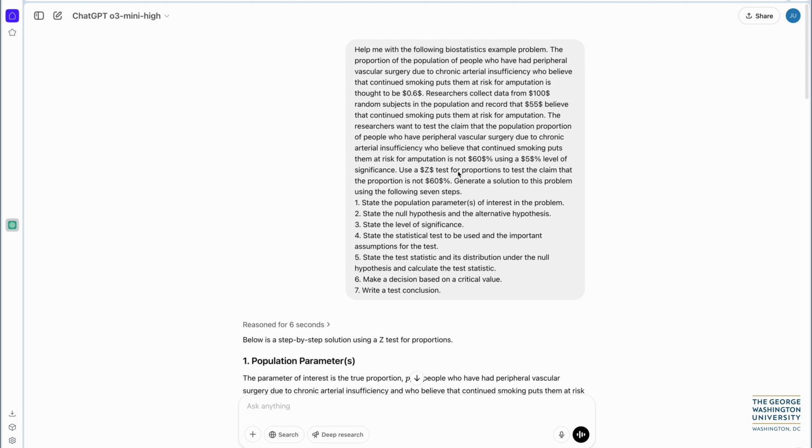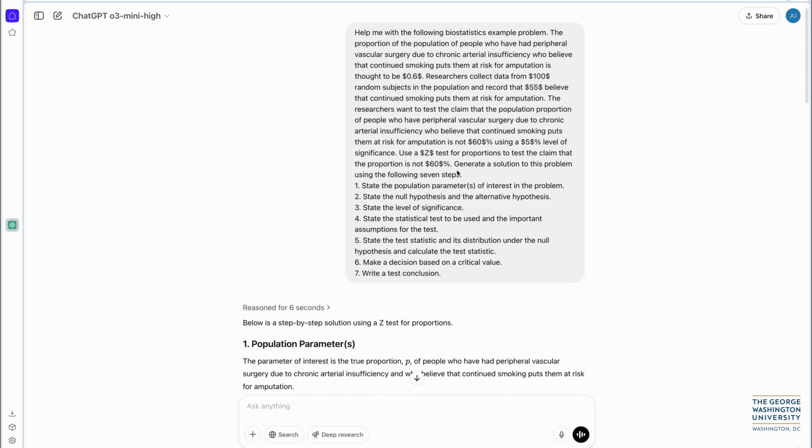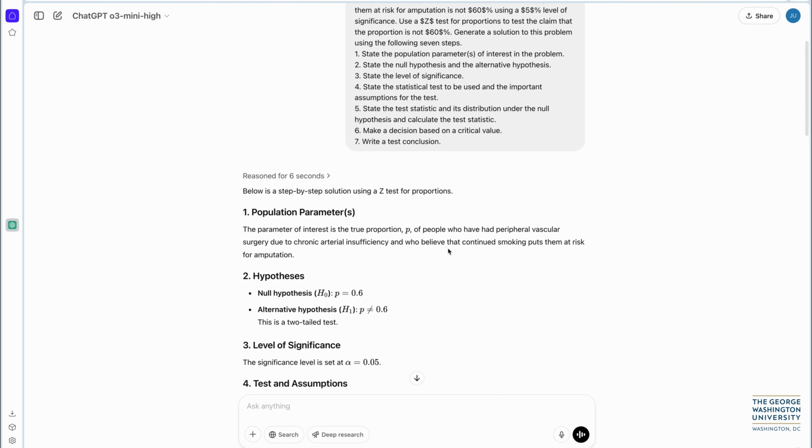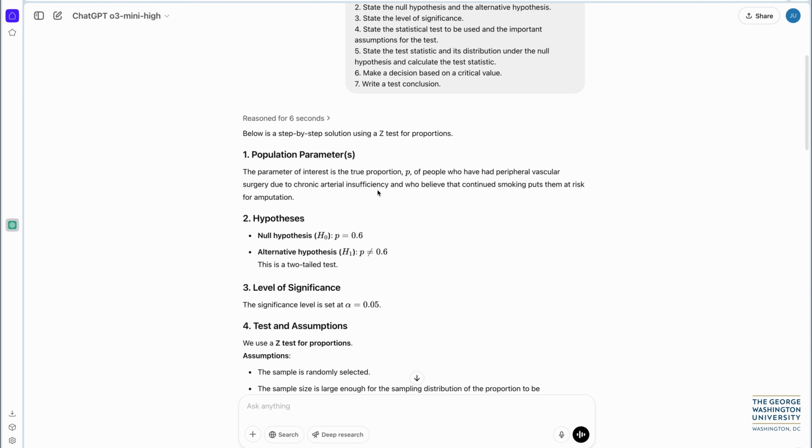Anyway, generate a solution to this problem using the following 7 steps. So this was me basically copy and pasting the problem. And I've prepended that by saying, help me with the following biostatistics example problem. And then I'm adding to the end, generate a solution to this problem using the following 7 steps. And there are the 7 steps. I write them all out. And then the reasoning happened for about 6 seconds. And then below is a step-by-step solution using the z-test for proportion. So let's have a look.